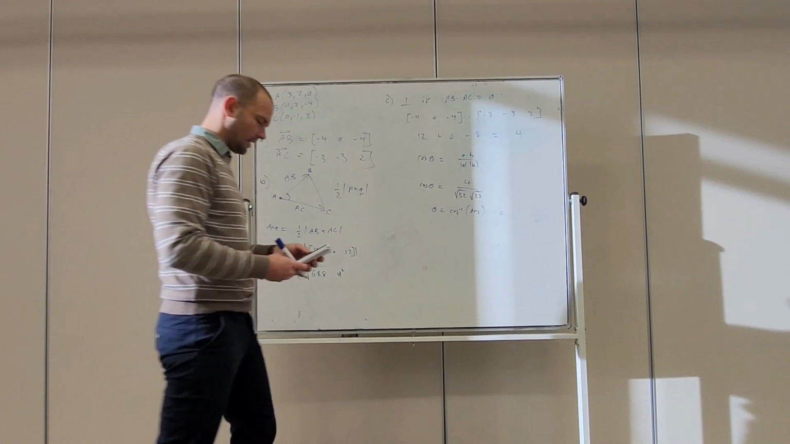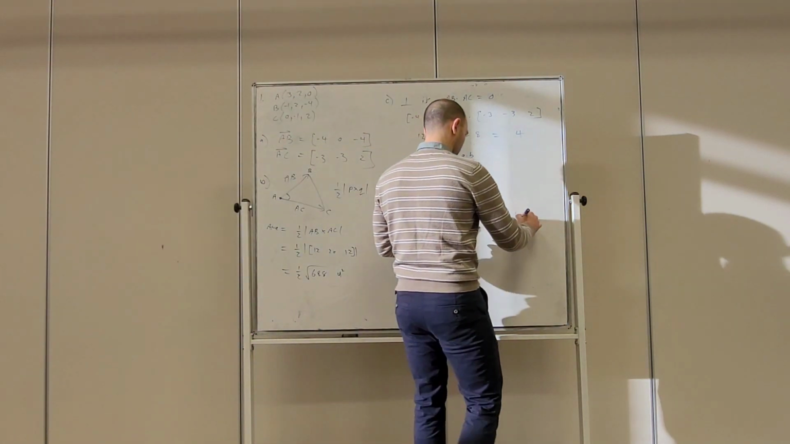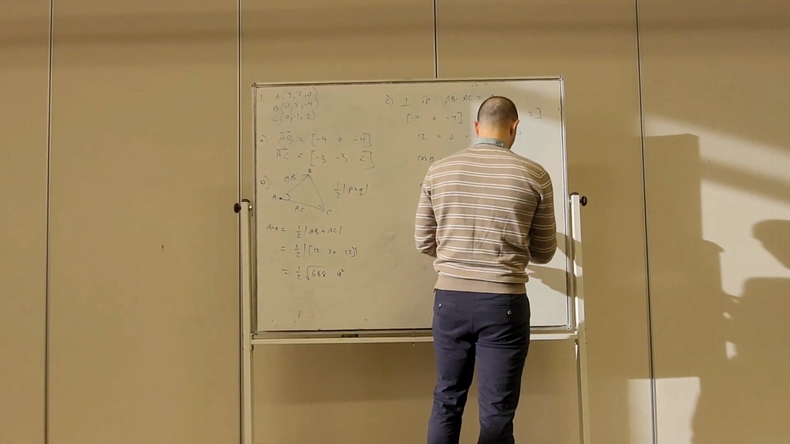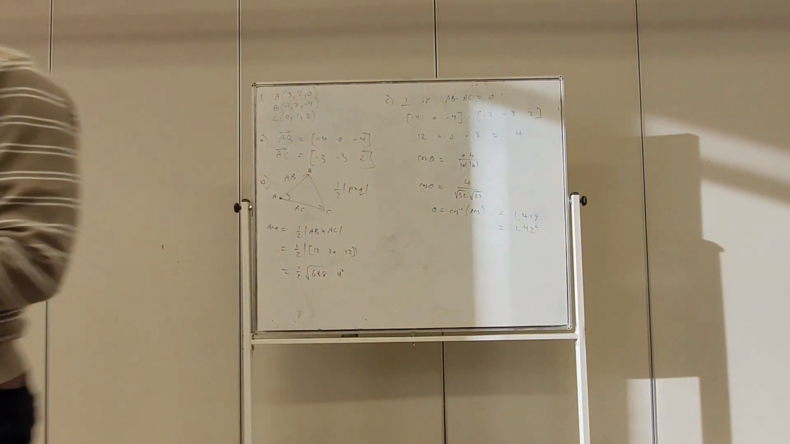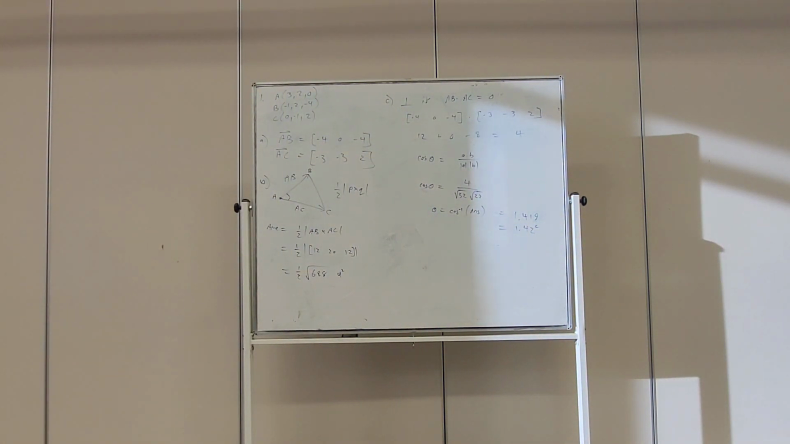And I'll evaluate that, and I've got 1.419, 1.42 radians. Very good. Okay, that is part C. All right, part D, I like this question.